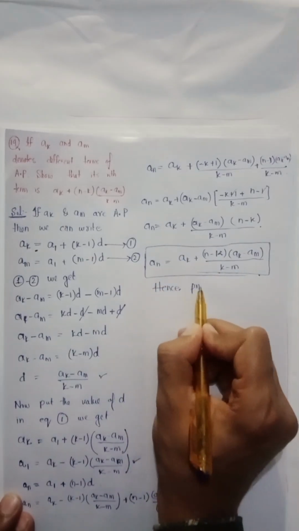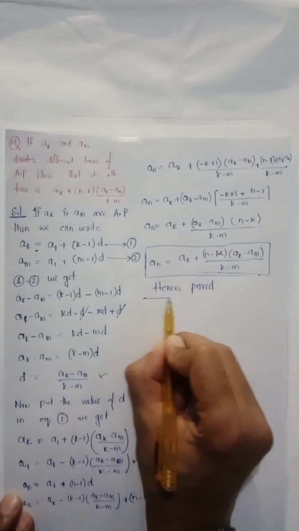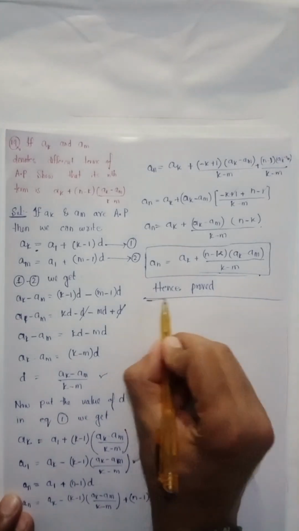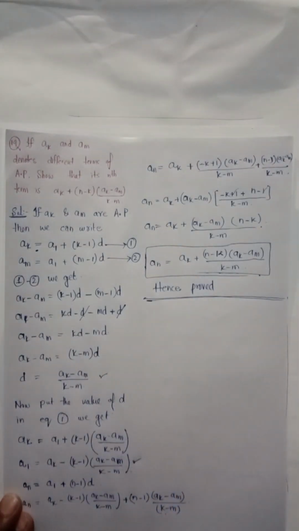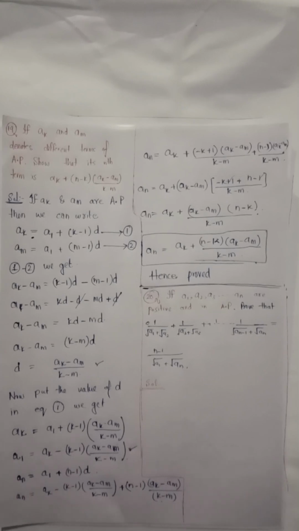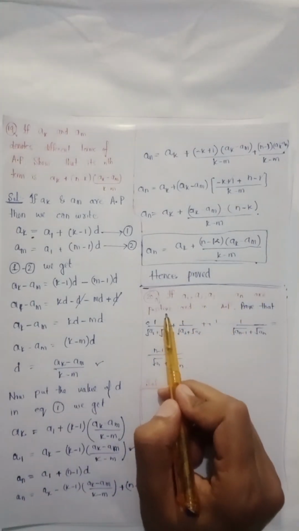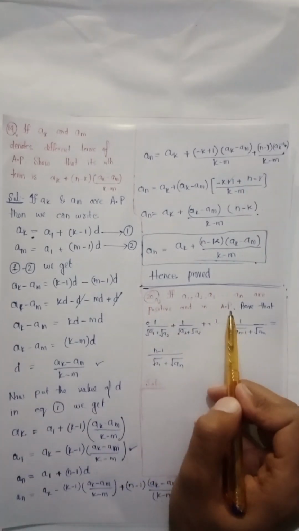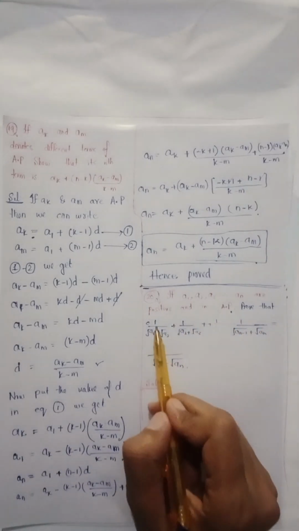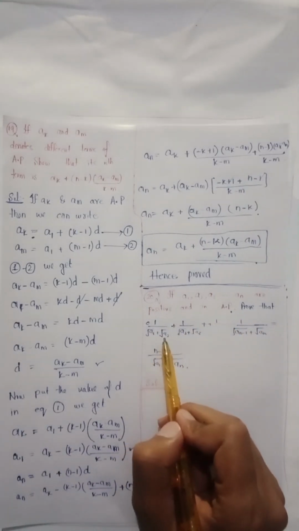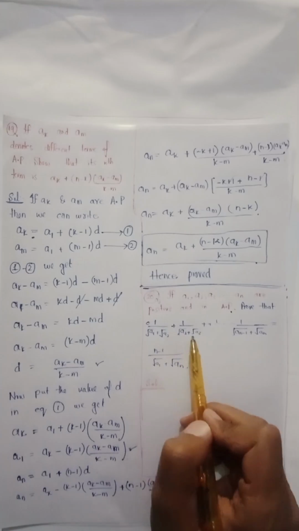Prove that if a1, a2, a3 are positive and in arithmetic progression, then 1 over root a1 plus root a2, plus 1 over root a2 plus root a3, and so on, 1 over root a(n-1) plus root an, equals n minus 1 over root a1 plus root an.